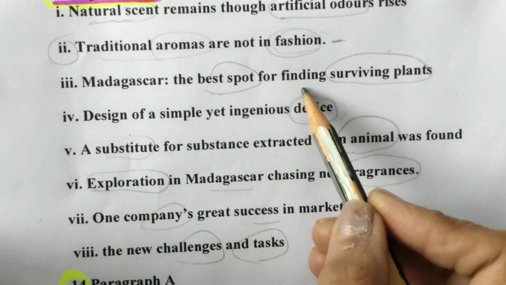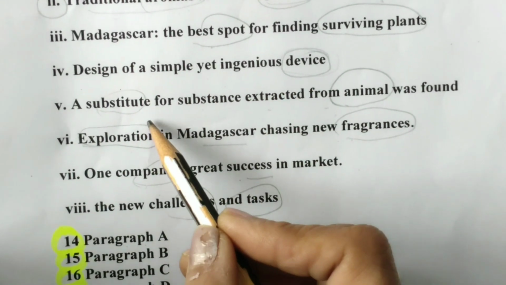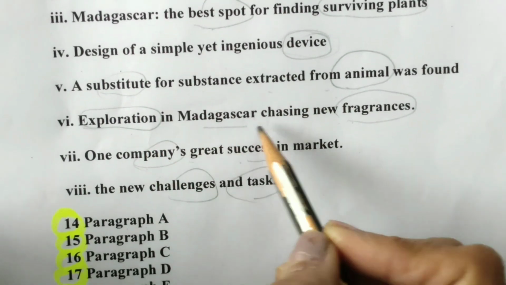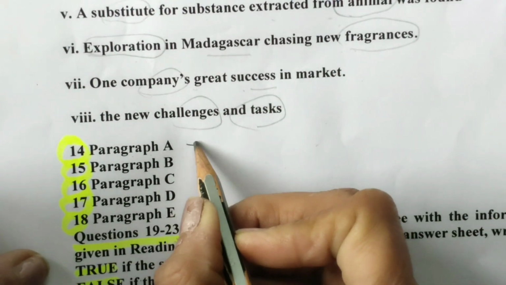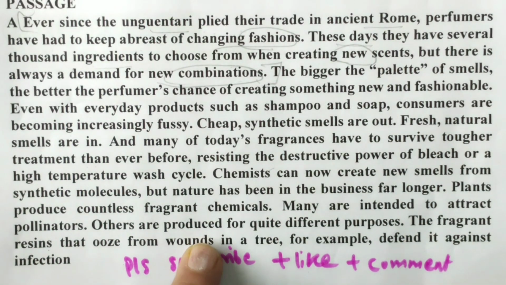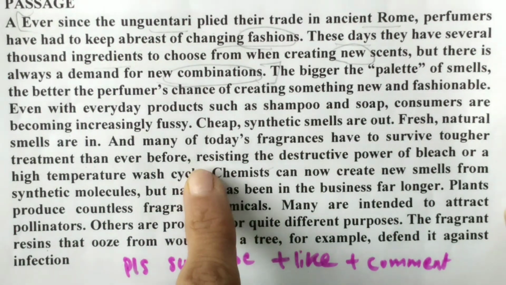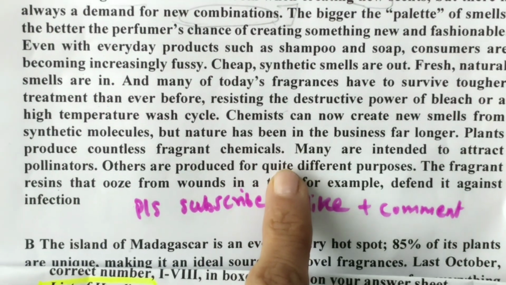Madagascar, the best spot for finding surviving plants. Design, no, animal kind of thing. Exploration, one company's new challenge. Nothing is given, only one. I am matching the first two sentences, but if you are thinking that it is not possible by selecting with the first two sentences, then you can read the last sentence also.